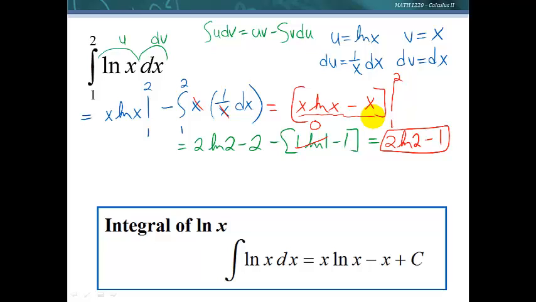If you have that memorized and you need to integrate natural log of x, you could spit that out, but likely down the road you won't remember exactly what that was, but you will know how to integrate by parts, and so you could easily come up with that again.